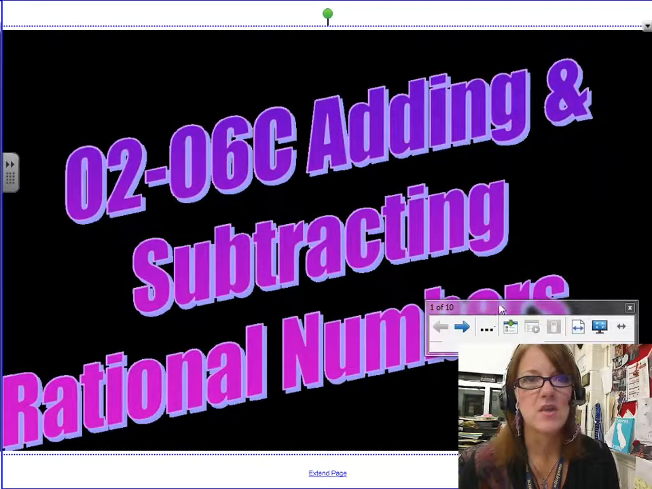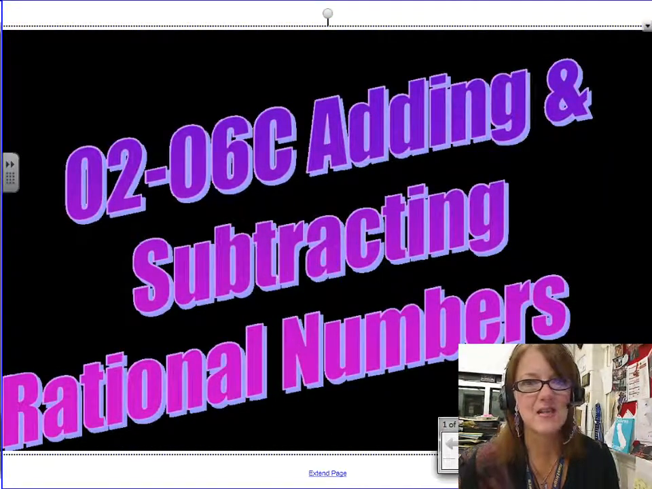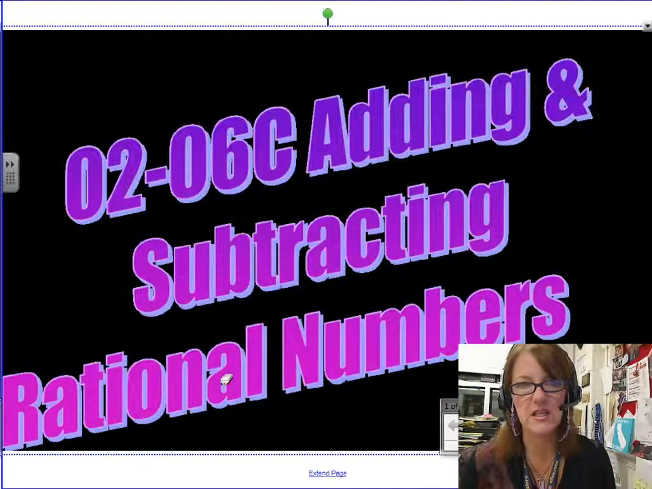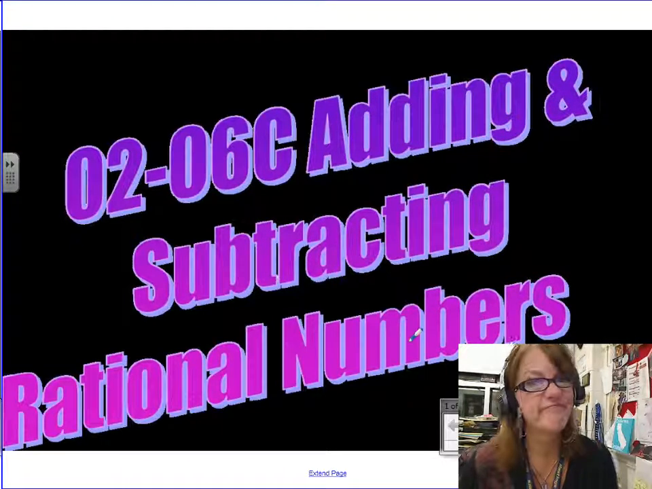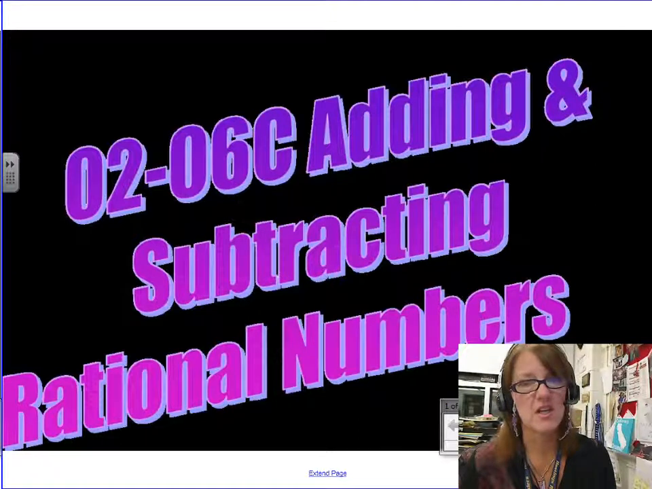Okay. So I'm calling this section C because there's so much power loaded in here. All right. So 2.6C, and it's adding and subtracting rational numbers. And you're saying to yourself, for goodness sakes, isn't this what we've been doing all along? But we've been taking baby steps. And here we're getting to the big, giant leap. Ready? So here we go.